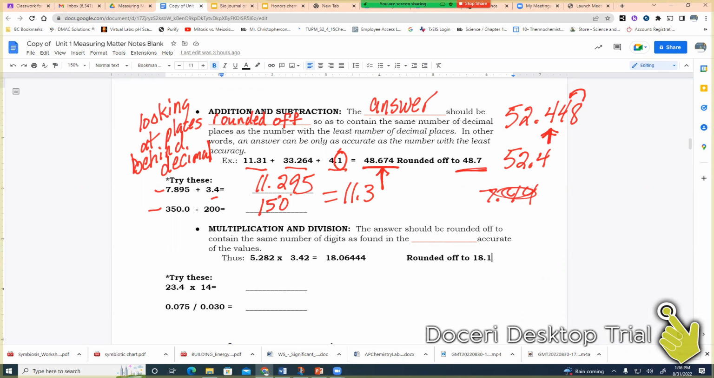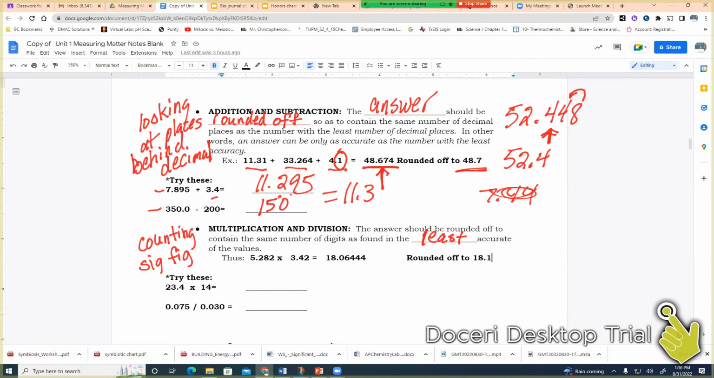If you're multiplying or dividing, the answer should be rounded off to contain the same number of digits as found in the least accurate of the values. So now instead of looking at places past the decimal, for multiplication and division you're counting your sig figs.